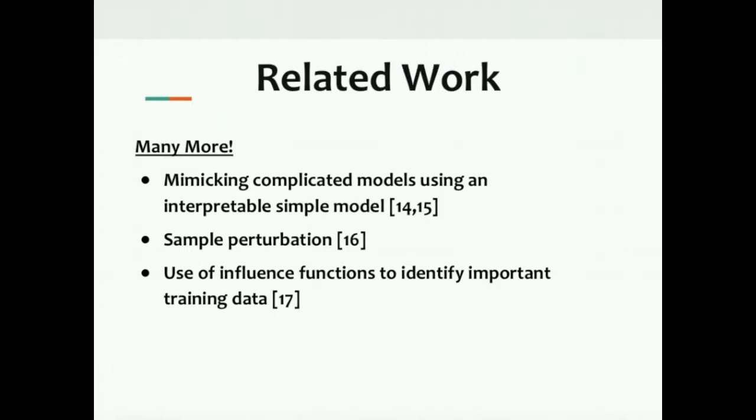There are many more related works that exist, including mimicking a complicated model using an interpretable simple model such as a decision tree, the sample perturbation approach, which attempts to identify features leading to certain predictions in image classification, and similarly, influence functions that are used to identify the most important training data leading to certain predictions. The only difference between sample perturbation and influence functions is that the sample perturbation is used for image classification.